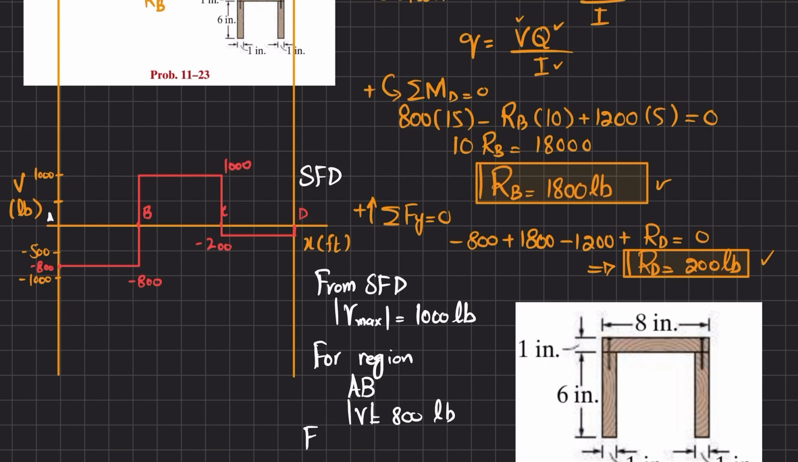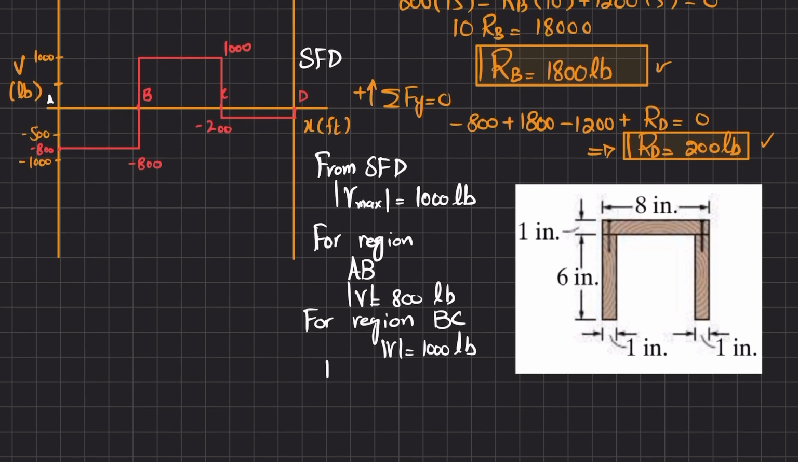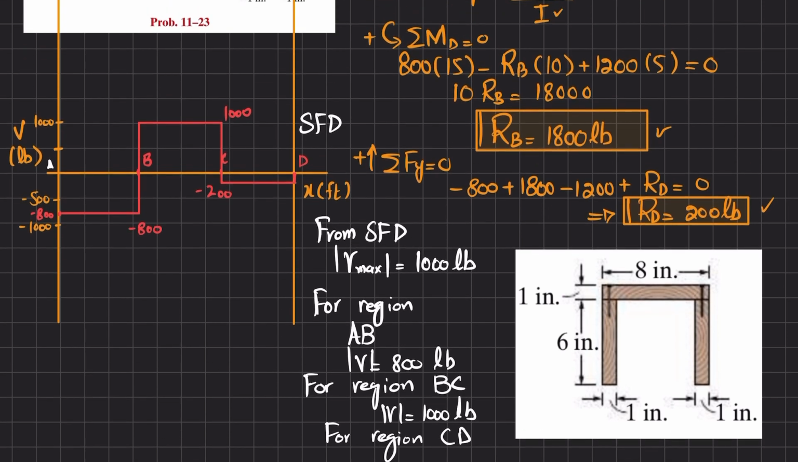For region BC, the absolute value of shear force is 1000 pounds. And for region CD, the maximum absolute value of shear force is 200 pounds. Because we are dealing with the regions, I will need this value for region AB, this value for region BC, and this value for region CD.